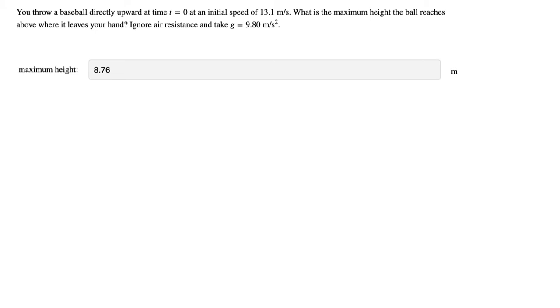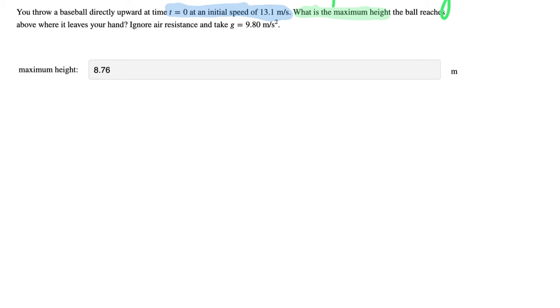After reading the question, first thing we'll want to do is draw a picture. So let's go back and figure out what's important. The thing we're looking for is the maximum height. That will be answered by something, right? This is some value of y. And then we're given some important initial things. We're told that at t equals 0, it has an initial speed of 13.1 meters per second. So that will be important.